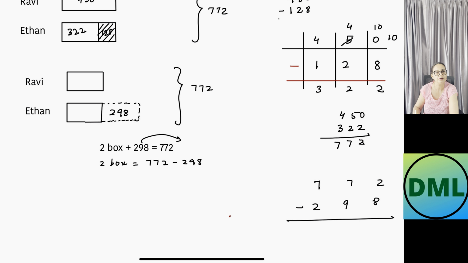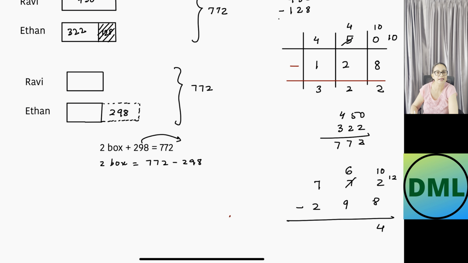2 minus 8, can you subtract it? No, right? So I need to take a carryover from here and it will be 6 here. Because this is at the tens place, you are carrying 10 basically. So it will be 10 here. 10 plus 2 is 12 here. 12 minus 8, it is 4.